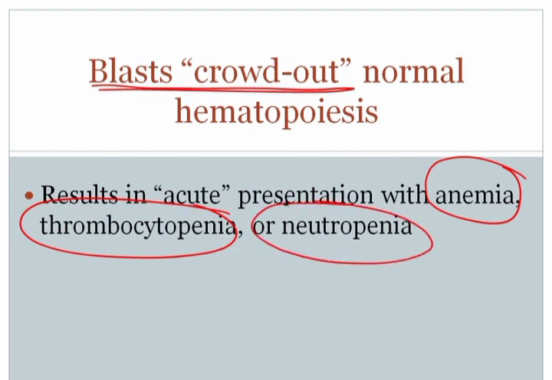And so, of course, if they have anemia, they would present with signs and symptoms of hypoxia. If they have thrombocytopenia, they would present with signs and symptoms of bleeding. And if they have neutropenia, they would present with signs and symptoms of infection. But the notion here is that as these blasts begin to pile up within the bone marrow, they crowd out the normal hematopoiesis, resulting in the classic signs and symptoms. These signs and symptoms tend to be acute. The patients present all of a sudden with these signs and symptoms, and hence the term acute leukemia.